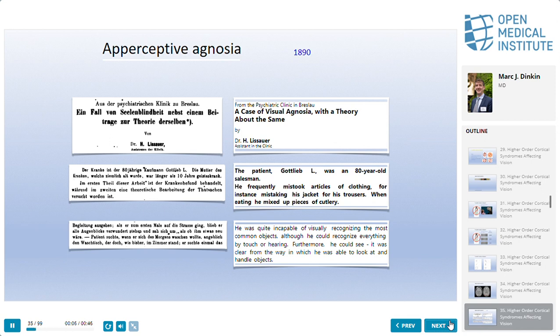The patient Gottlieb L., an 80-year-old salesman, frequently would mistake articles of clothing. He would mistake his jacket for his trousers. He's trying to put his trousers on his hands. And when eating, he'd mix up the fork with the spoon. Anyone ever read the Oliver Sacks book, The Man Who Mistook His Wife for a Hat? It's a whole book or short story about someone with visual agnosia, okay, mistaking things.